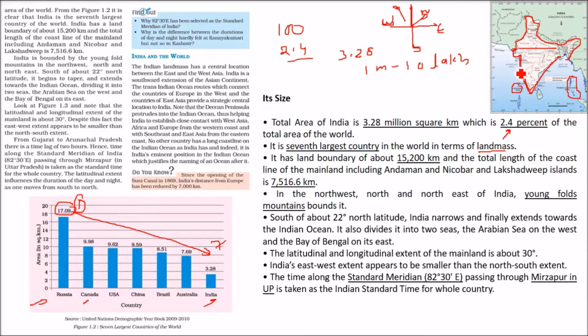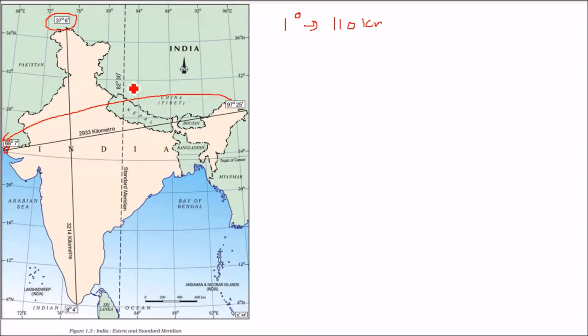If you see this extent from left to right, that is from Gujarat to Arunachal Pradesh, the distance is 2933 kilometers. And from Kashmir to Kanyakumari, from the head of India to the foot of India, it's around 3214 kilometer. So this distance is higher than that distance. You can say the east-west distance is lower than the north-south distance.